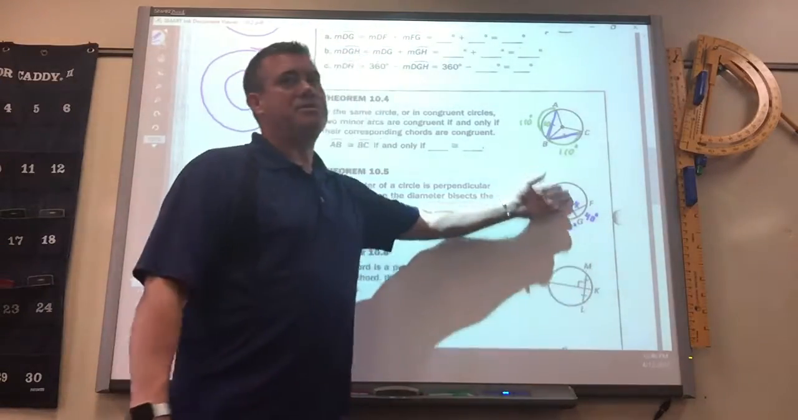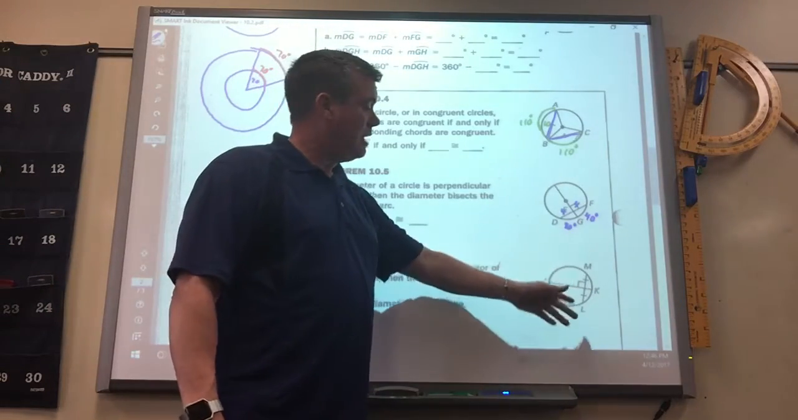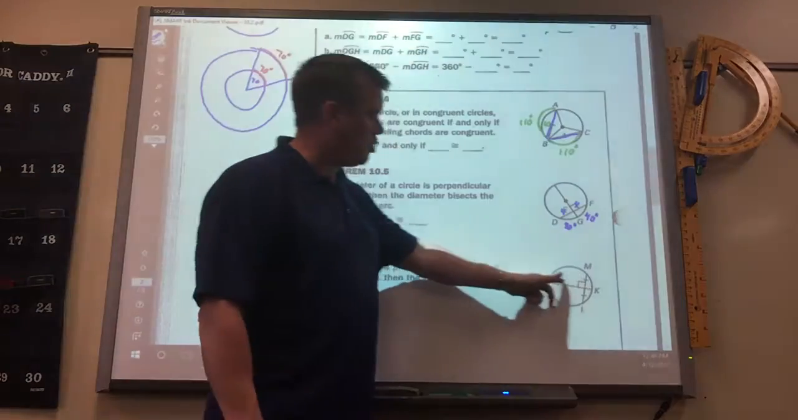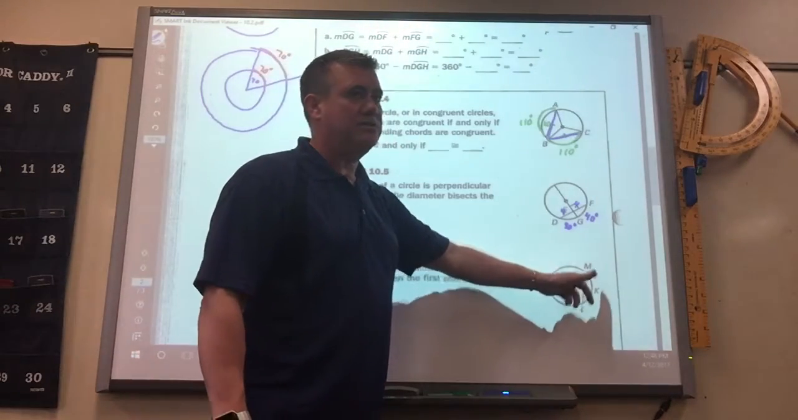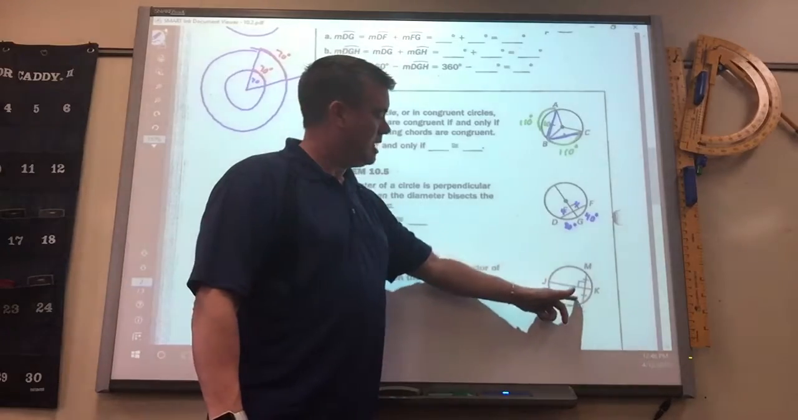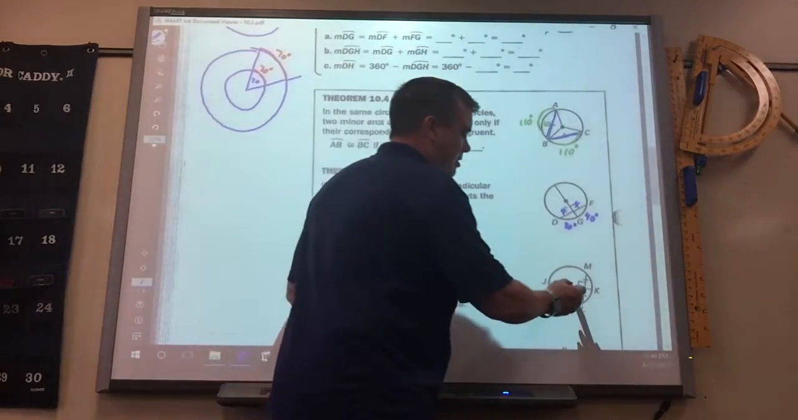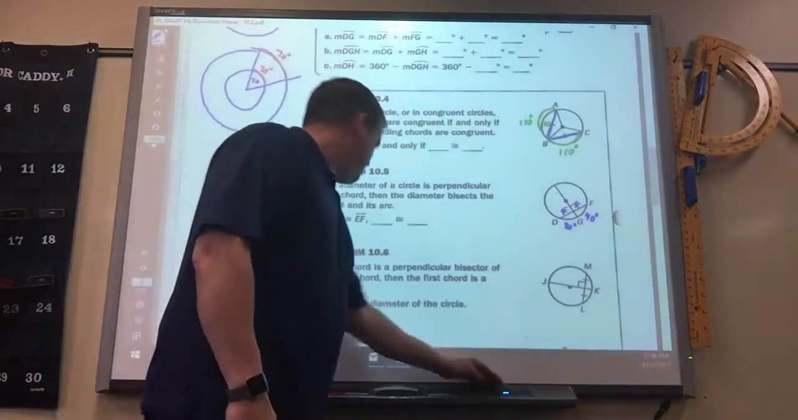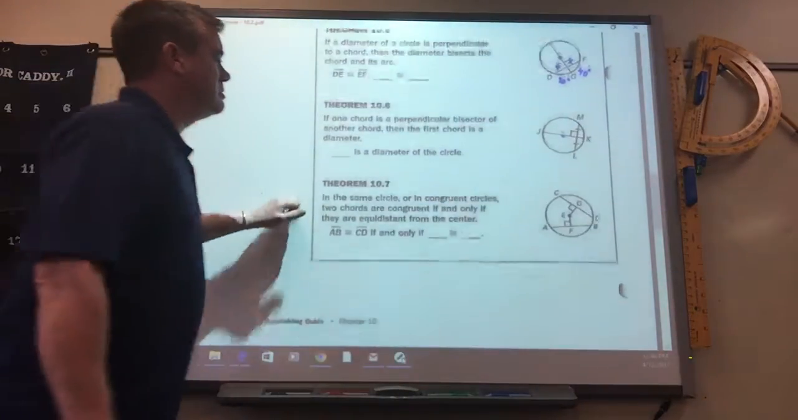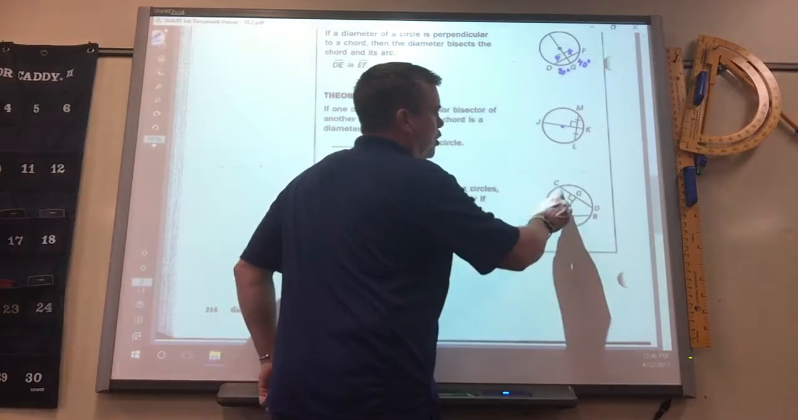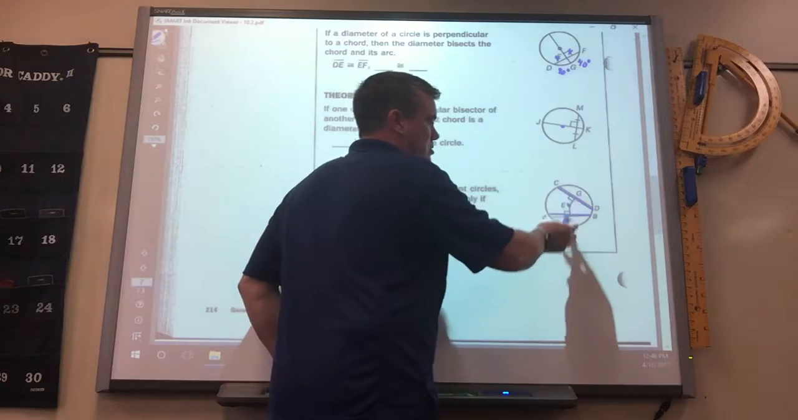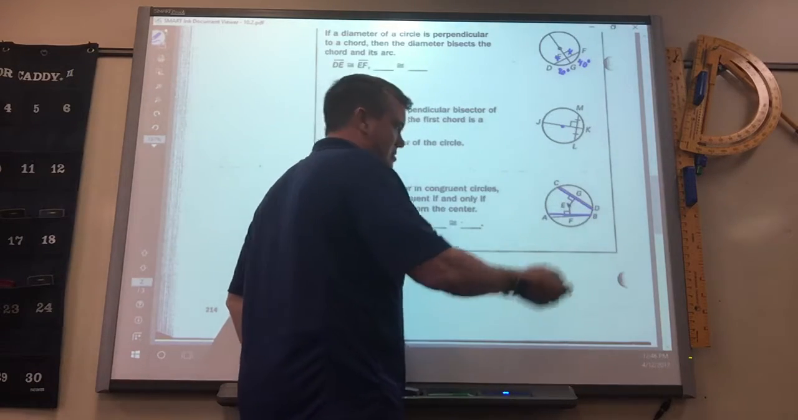This is just the opposite of this. If you know that this chord right here is perpendicular to this chord, then you know that this is a diameter. Okay? Now these properties, oh, there's one more. If two chords are the same distance from the center, how do you suppose they compare to each other? They're the same. Same length, yep.